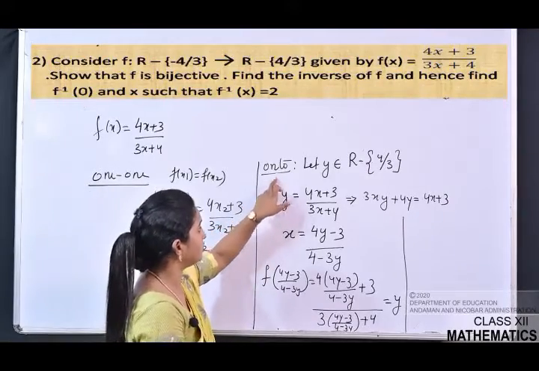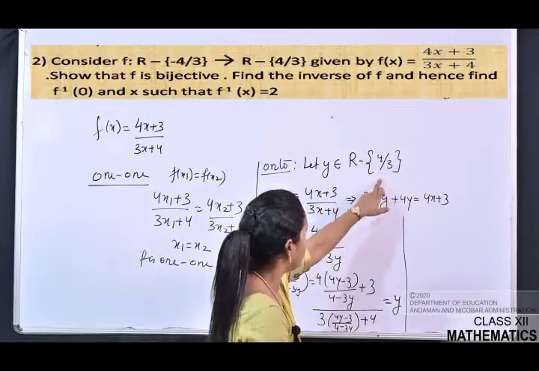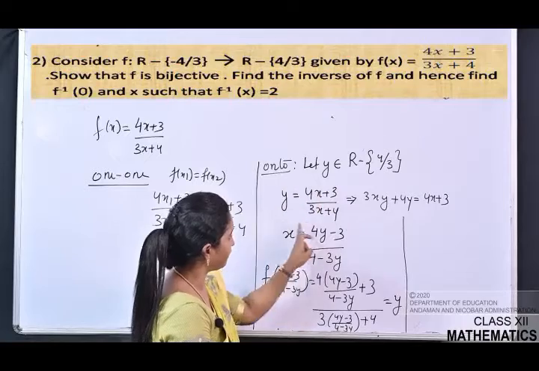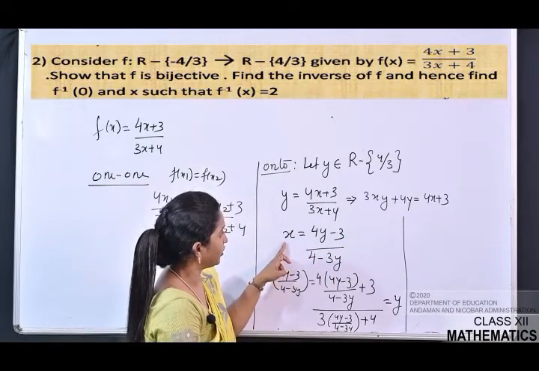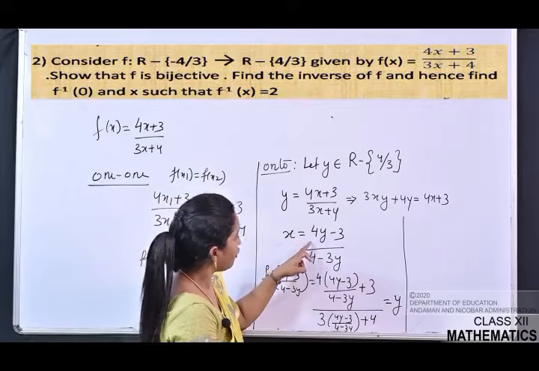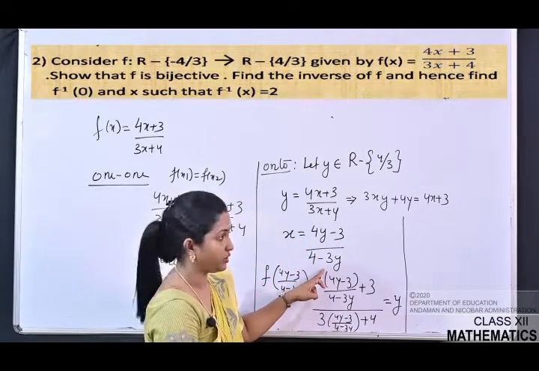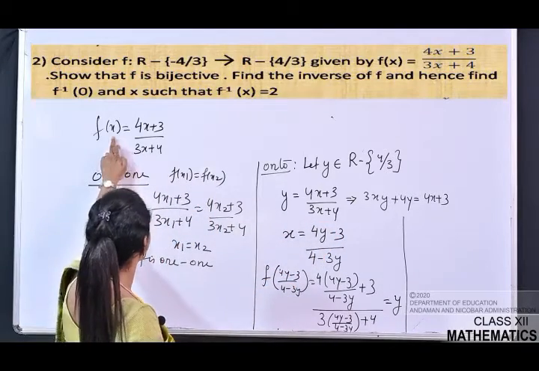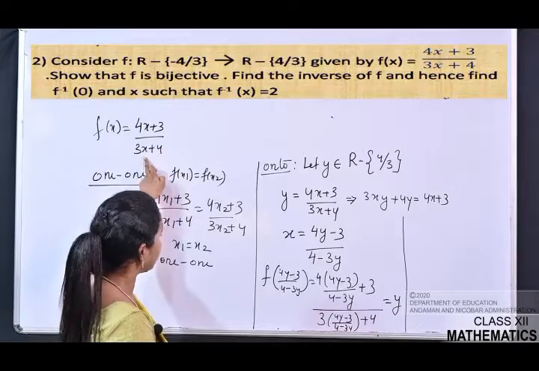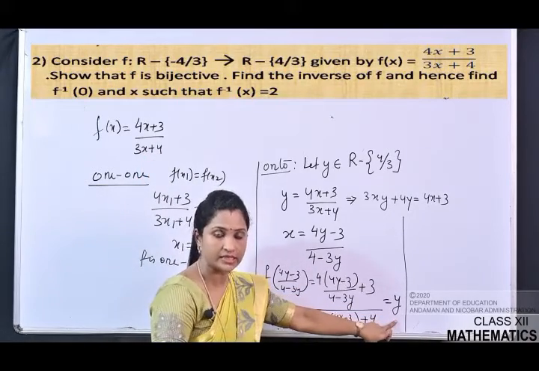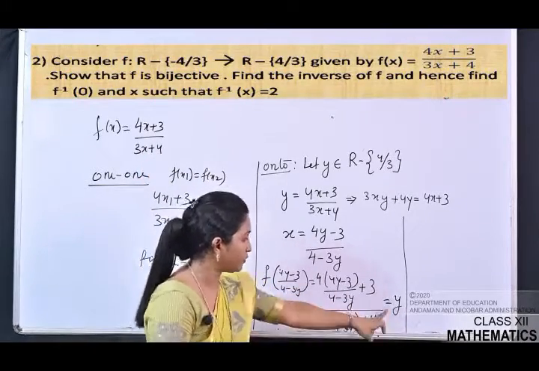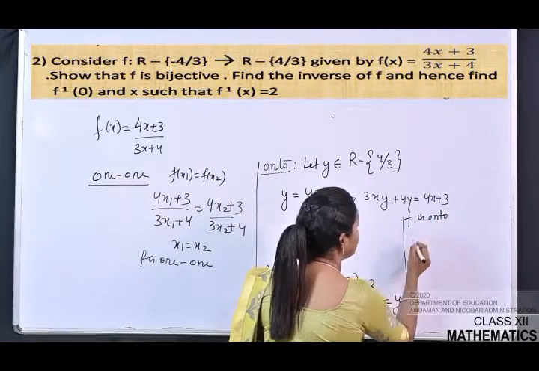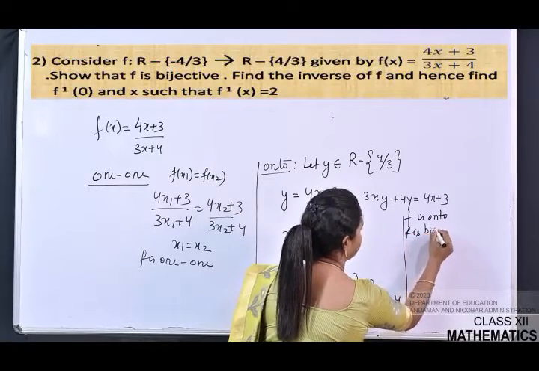For the onto, what you will do? You will take let y be an element from the codomain. So y will be equal to (4x plus 3) by (3x plus 4). You will simplify, and you are going to get the value of x as (4y minus 3) by (4 minus 3y). After getting this value, what you will do is substitute this value in place of x, and see whether you get y or not. These are the conditions of onto. So after getting y you can say that f is onto. So you have proved that f is bijective.